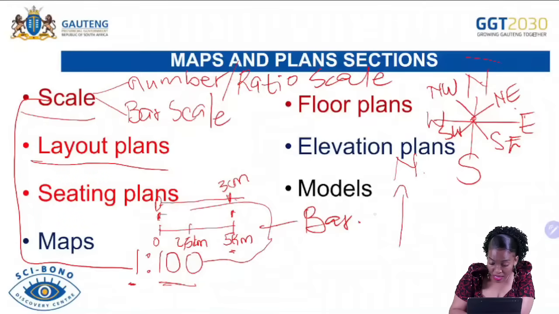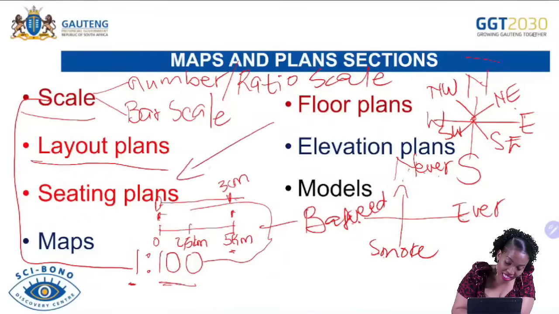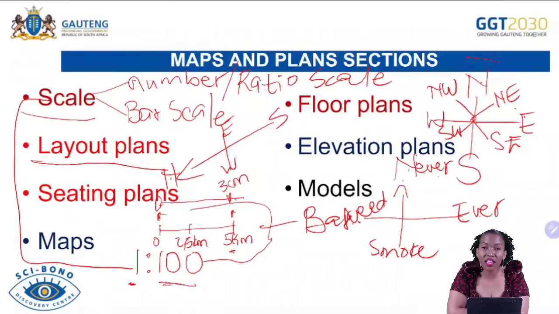So normally what we say as the Gauteng learners, we say that we must never ever smoke weed. Then you know that the never is for north, the ever is for east, the smoke is for south, and the weed is for west. So if you know this, even if they give you the north facing that side, they say this is north, you know that you must never ever smoke weed. And then you are done. You've completed your compass direction.